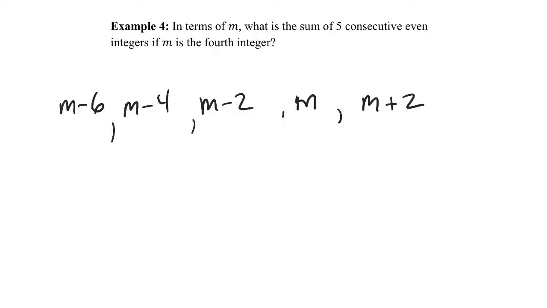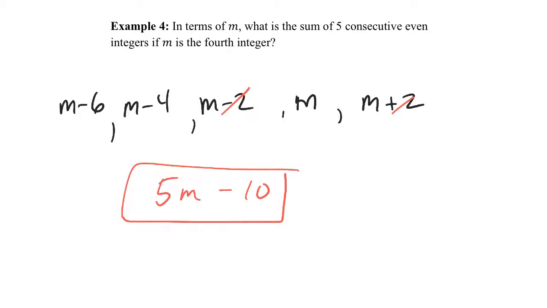This question doesn't ask us to list them. It says, what is the sum in terms of m? So I simply add it all up. And take a look: when you're adding things together, the negative 2 and the 2 cancel, don't they? So there's no need to actually add those parts. Recognize that certain things can cancel. So this becomes 5m minus 10.